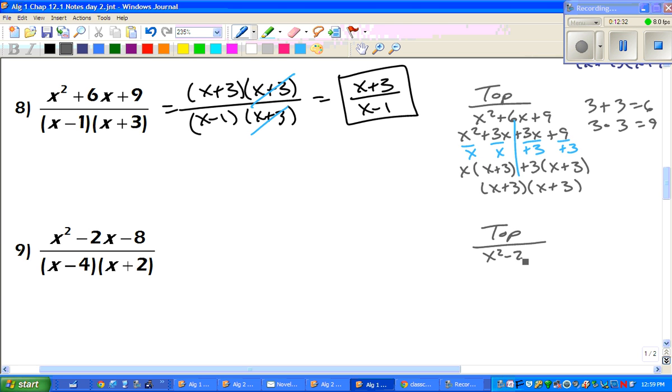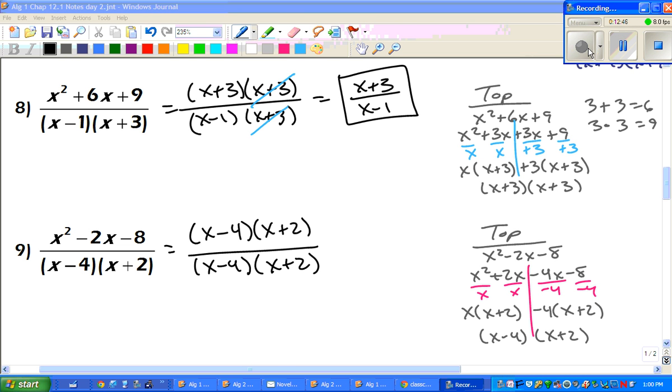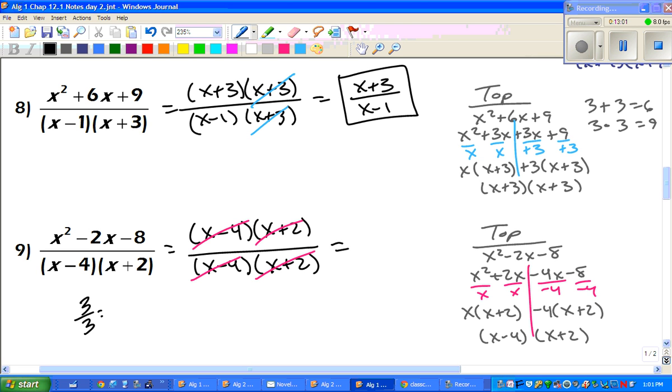Go ahead and pause the video, and you are going to factor the x squared minus 2x minus 8. Okay, so when you're done factoring, this should be what you get. And now, the x minus 4 and the x minus 4 cancel, and the x plus 2 and the x plus 2 cancel. So what do we get? Well, just remember, when 3 is divided by 3, our answer is 1. When x is divided by x, our answer is 1. So when all of that cancels out, our answer is 1.